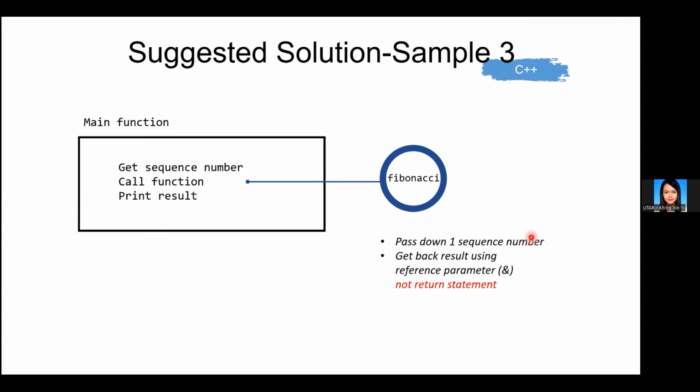How can I get back the result of the Fibonacci number? So if, let's say, I don't want to use the return statement, remember we can get back the result using the reference parameter, the ampersand, right? We can just get back the value, the answer, okay? Then once we get back the answer, then we can proceed to do the printing. Okay, then we'll proceed to here.